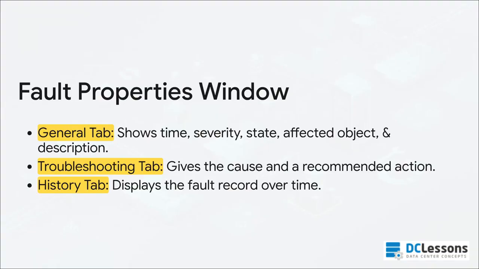When you find a fault you want to look into, you just double-click it, and the Fault Properties window pops up. This thing is your best friend. The General tab gives you the basics, but the real gold is in the Troubleshooting tab. So often it gives you a clear description of what's probably causing the issue, and this is the best part, a recommended action to fix it.